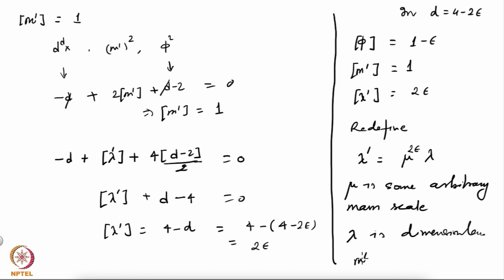Also, instead of calling it m prime, I will call it m. The reason I put m prime in the beginning is that I wanted to check what the mass dimension is, and if it had changed its mass dimension, then I would similarly have introduced some mass scale. But because it turned out to have the same mass dimension as before, I'm not changing it.